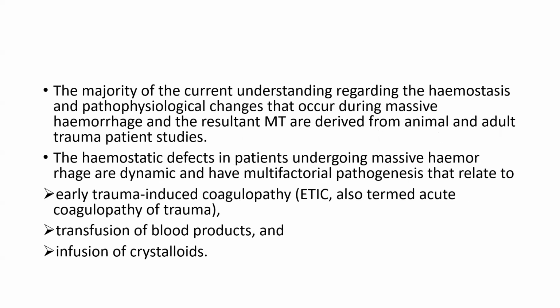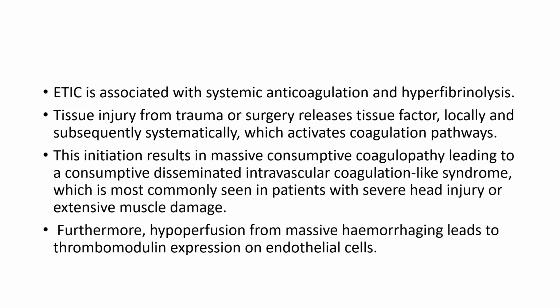The majority of the current understanding regarding the hemostasis and pathophysiological changes that occur during massive hemorrhage and the resultant massive transfusion is derived from animal and adult trauma patient studies. The hemostatic defects in patients undergoing massive hemorrhage are dynamic and have multifactorial pathogenesis that relates to early trauma-induced coagulopathy, transfusion of blood products, and infusion of crystalloids. Early trauma-induced coagulopathy is associated with systemic anticoagulation and hyperfibrinolysis.